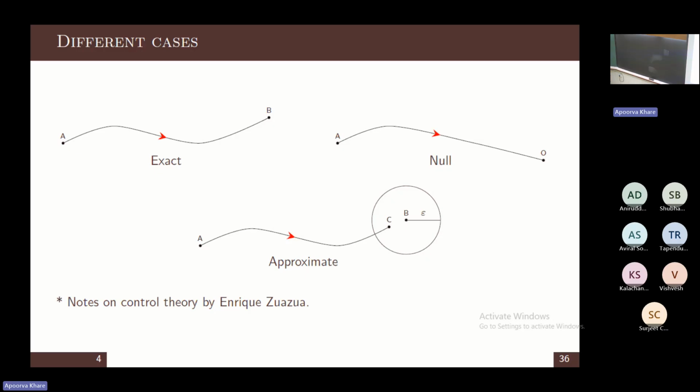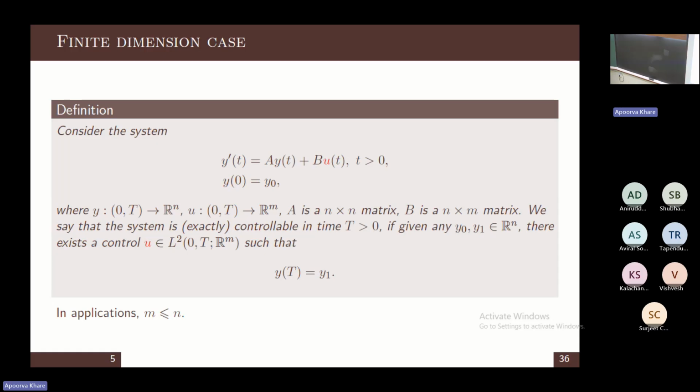And these are really good notes. They are freely available online. So if you want to get an introduction, then you can search for these notes by Zuazua. So with this, I'll just briefly mention what the result is in the finite dimension case.